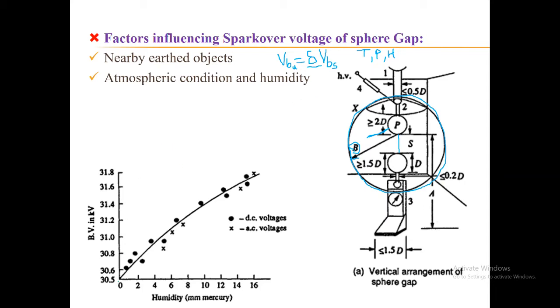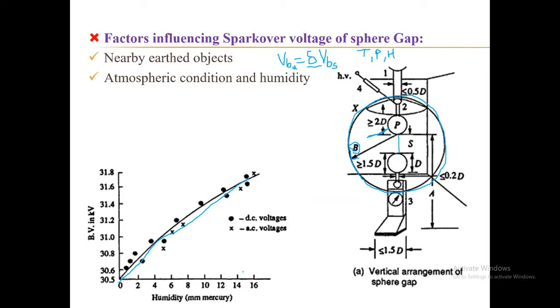Okay, you can see the characteristic has been drawn between the breakdown voltage and humidity. As you can see over here, as the humidity level increases, the breakdown voltage requirement also increases. There are many reasons you can give for this improvement in breakdown voltage with respect to the humidity level.